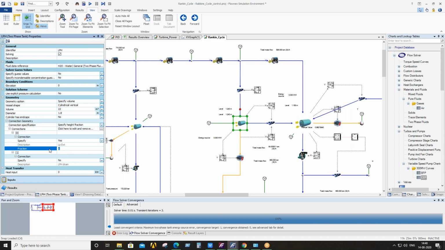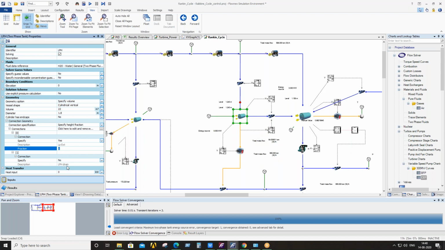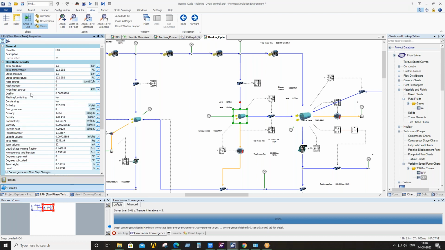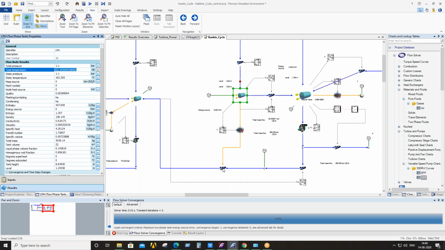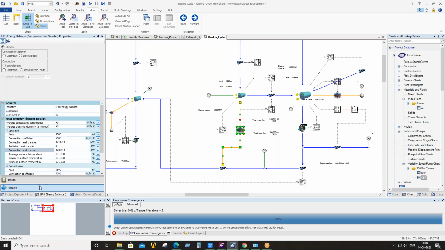If it is specified as 1, then the line is connected from the top, and if it is 0, it is connected at the bottom. Here you can see, since it deals with the saturation stage of the steam, the mass fraction of the steam is 0.0039, the tank pressure is 1.1 bar, and the temperature is 102.29 degrees Celsius. From this, heat is taken out to the condensate line by this heat transfer element.